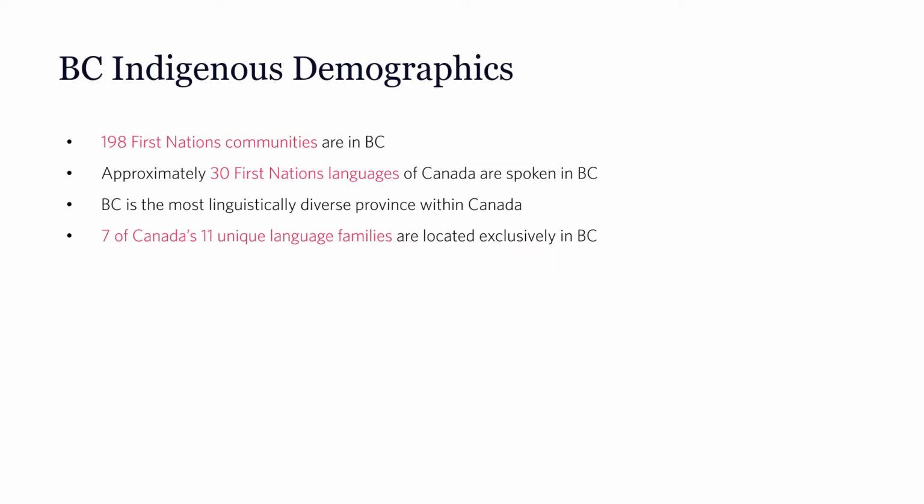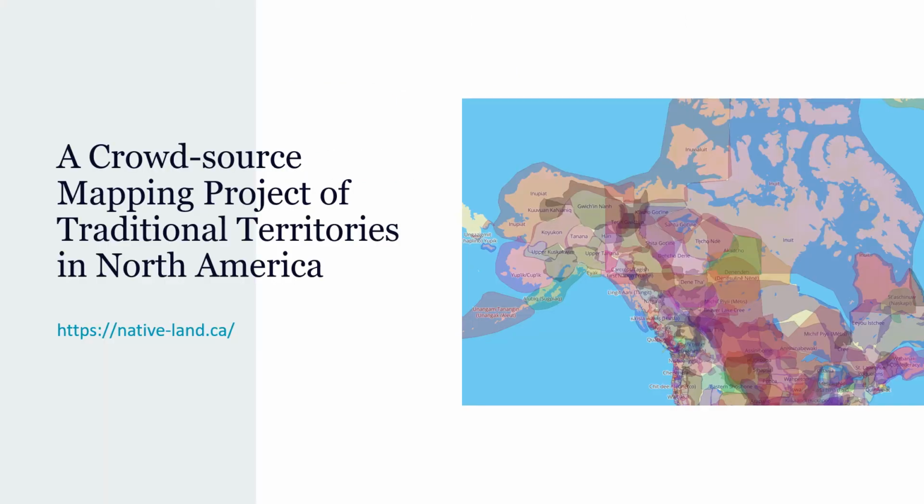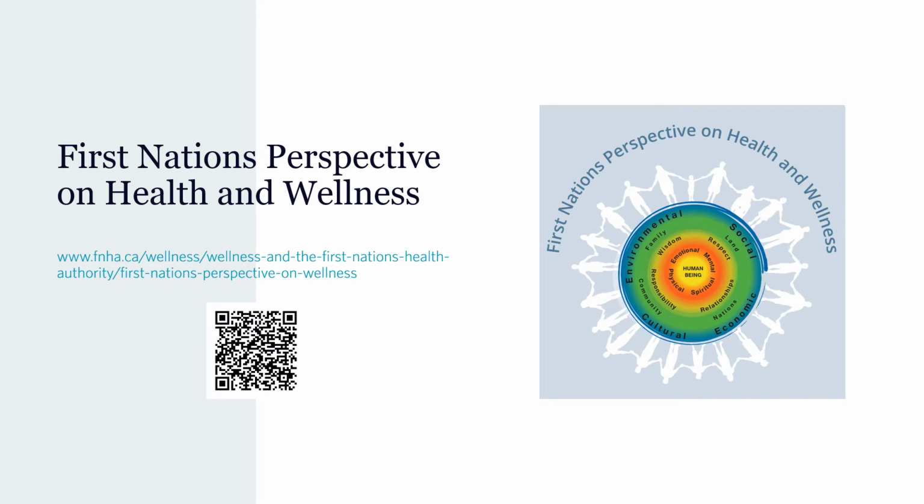There are 198 First Nation communities in BC. Approximately 30 First Nation languages of Canada are spoken in BC. BC is the most linguistically diverse province within Canada, and 7 of Canada's 11 unique language families are located exclusively within BC. To learn more about the traditional territories that you live and work on, check out this crowdsourced mapping project. We unfortunately are not able to cover the wealth of Indigenous knowledge and perspectives on health and wellness within this orientation. It is not possible to appropriately summarize this information as it is not homogeneous across the province. For a general introduction, visit the FNHA website.